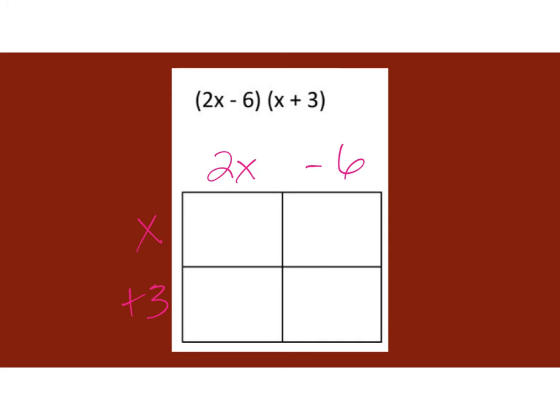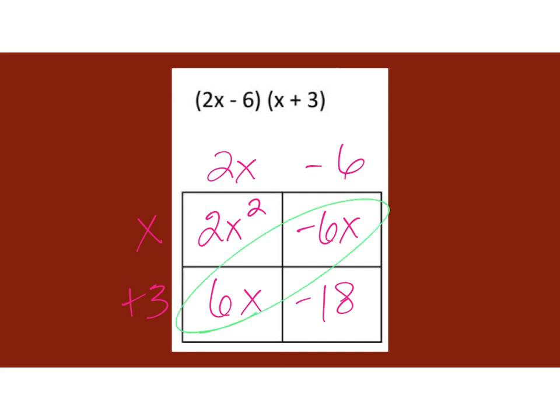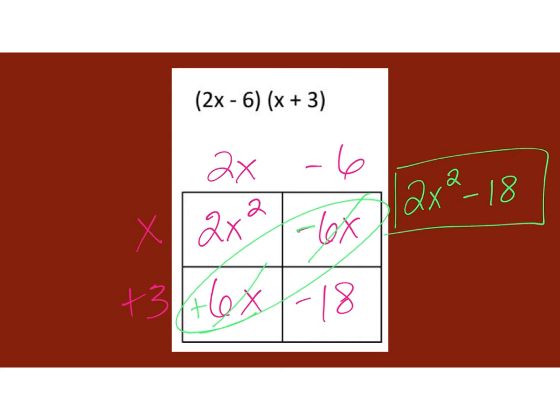So let's see. x times 2x is 2x squared. 2x times 3 is 6x. x times negative 6 would be a negative 6x, and then negative 6 times 3 would be negative 18. And if you notice here, now we have our like terms again in that diagonal. So 2x squared. If I have a positive 6x and a negative 6x, those two are basically going to cancel each other out. So this would be what I have left.